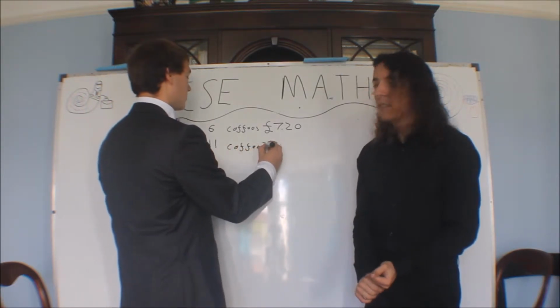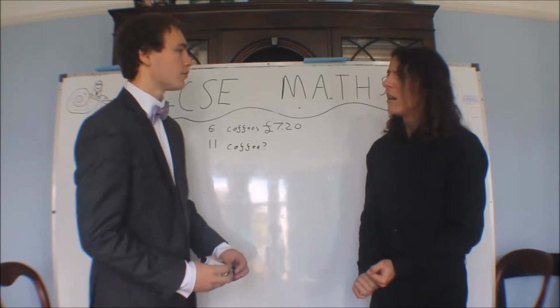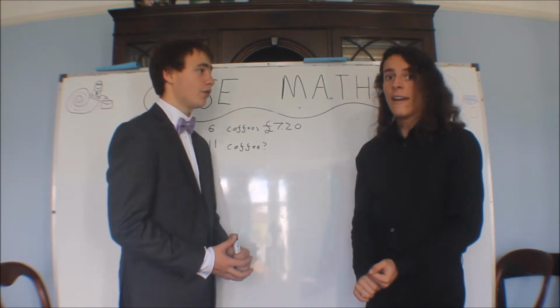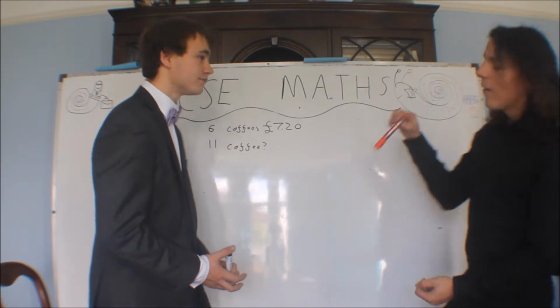Yeah. So 11 coffees is a rubbish number to have. Why do you want 11, Wayne? Well, because if it was 12, you just double this and you can do that. So I thought I'd make it really hard, like in your exam. Oh, okay, I like it.